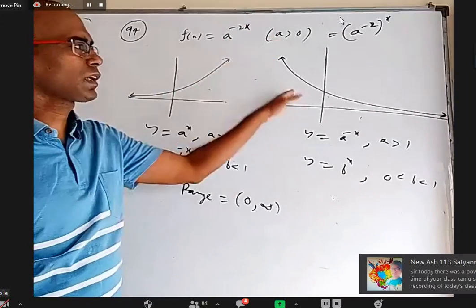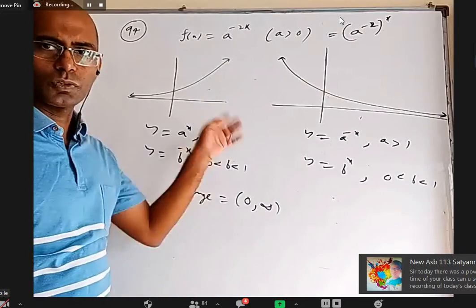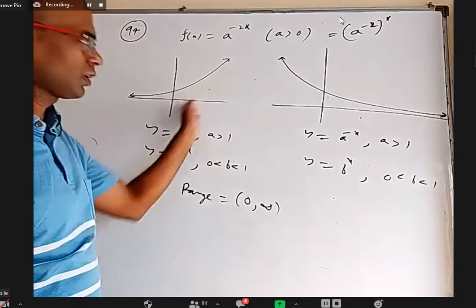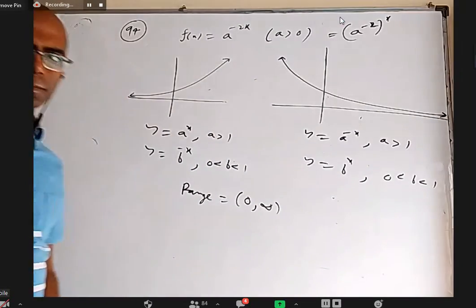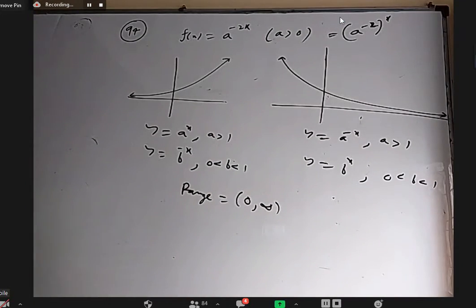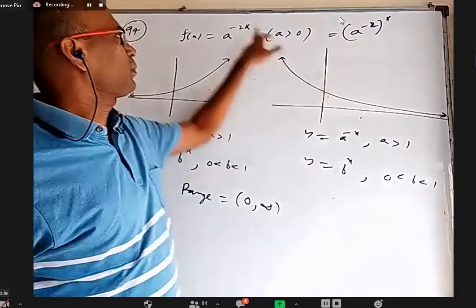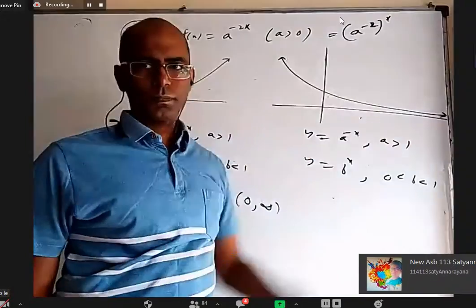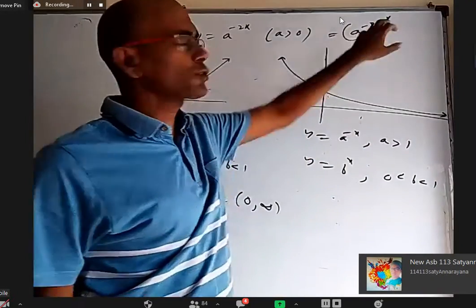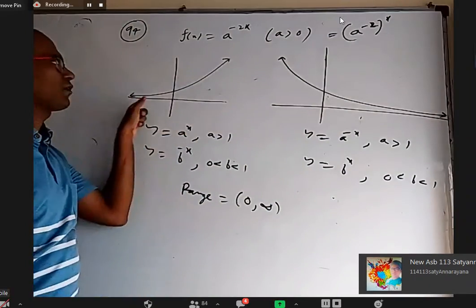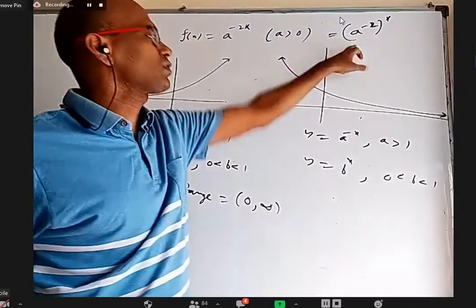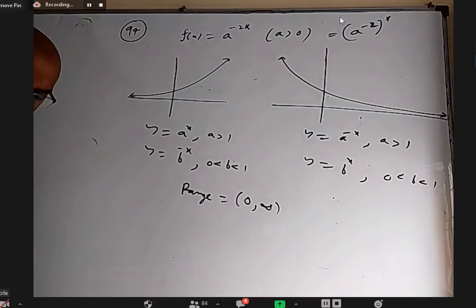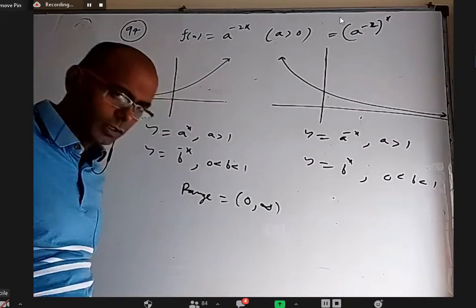If it is more than 1, the graph would have been this. Doesn't matter. Both will cover all. So in both ways the range is the same, no? That's why I did both graphs. Basically, even a^(-x), that's why I wrote like this. I wrote (a^(-2))^x. Now a^(-2), if it is more than 1, the graph would have been this. If it is between 0 and 1, the graph would have been this. All right, Saket, clear?